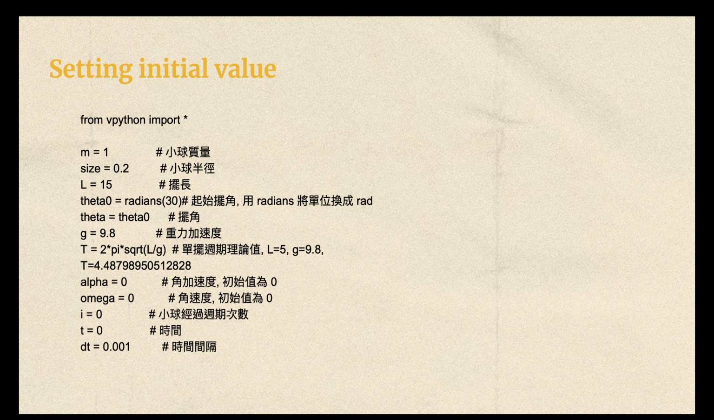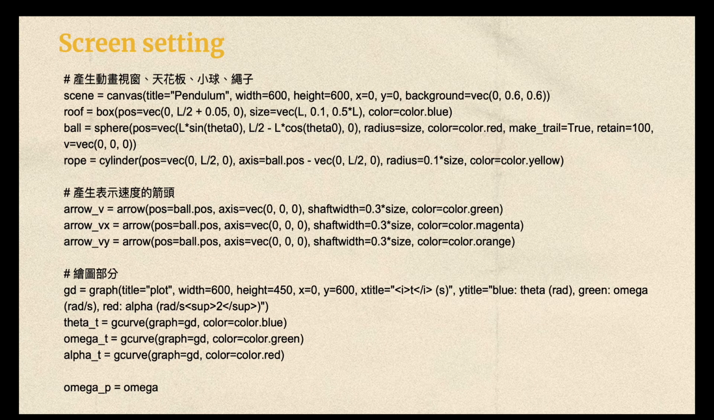First, we have to set the initial values. M and size are the mass and radius of the ball, and L is the length of the string. Theta is the angle of swing, and below are gravity acceleration and period. Alpha is the angular acceleration. Omega is the angular velocity, and also time. Here is the same setting as in the previous free fall part. And we also set the arrow of velocity.